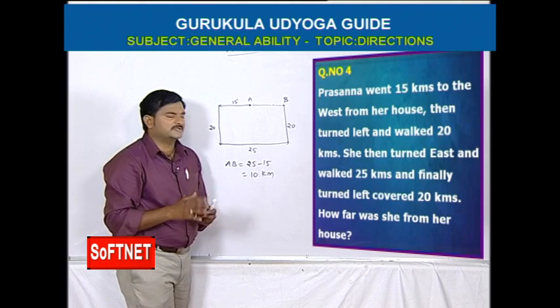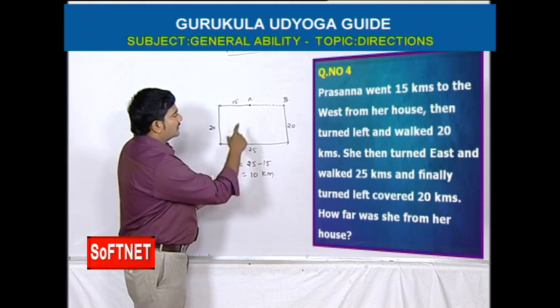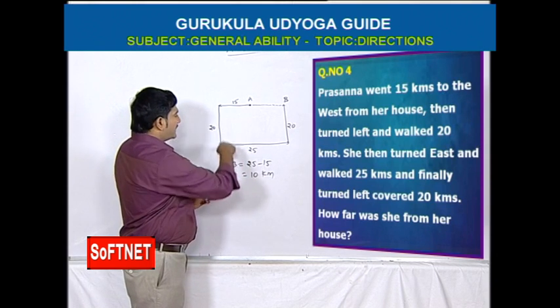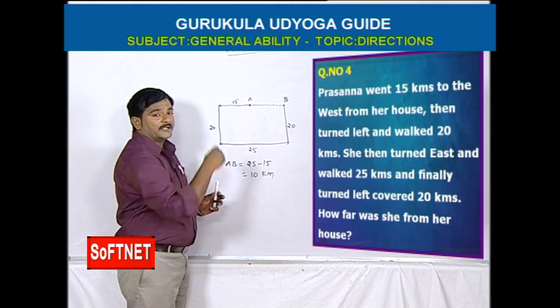Okay, now we'll take a simple diagram. Just observe here. Here west 15, again turn right, turn left, and again east, and so on.